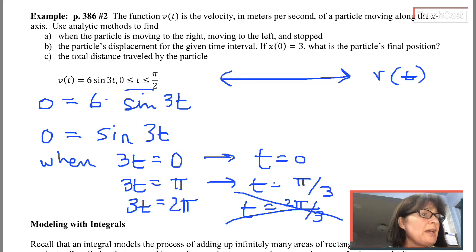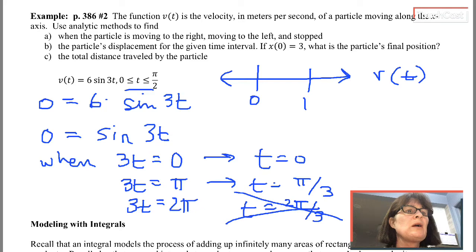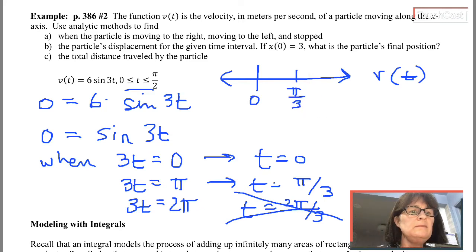So the times at which velocity is 0: time 0, and time pi over 3. All right. I'm going to put my endpoint in there too, pi over 2.